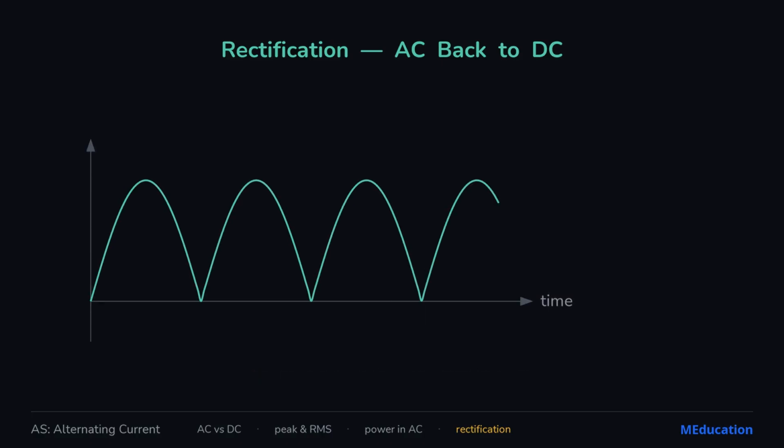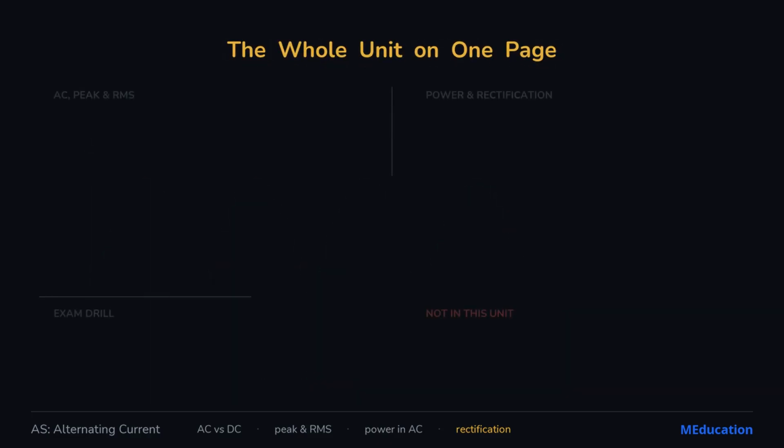Better is full-wave rectification, using 4 diodes in a bridge. Instead of blocking the negative halves, it flips them up, so all the humps point the same way. The output is still bumpy, but a capacitor in parallel then smooths it, charging on the peaks and discharging through the dips to produce something close to steady DC.